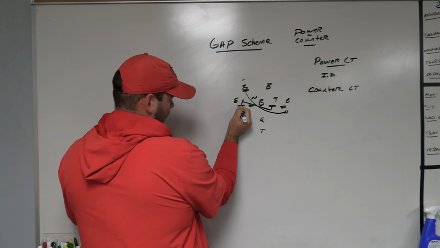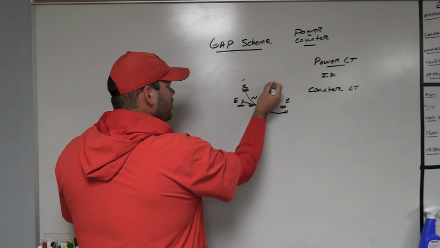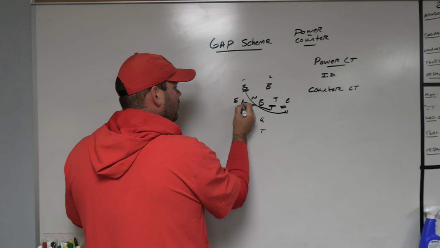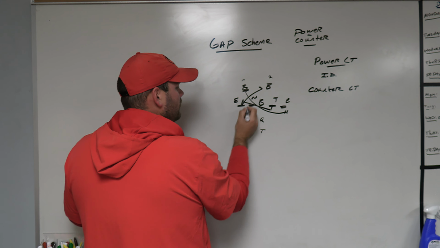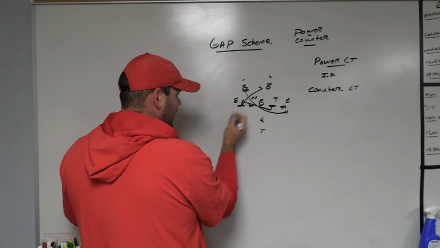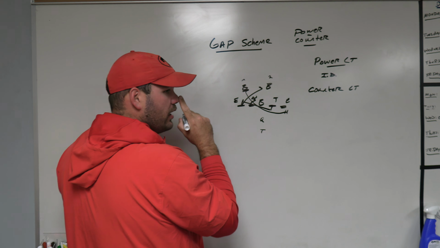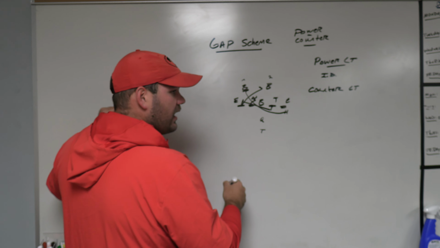Now left tackle, B gap to number 2. Is there anybody in B gap? No, so go to number 2. Now left guard. Is there anybody in A gap to number 2? Is there anybody in A gap? Yes, down block, near nose to near jugular, backside hand strong.